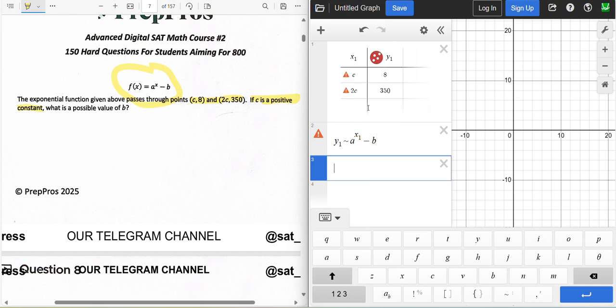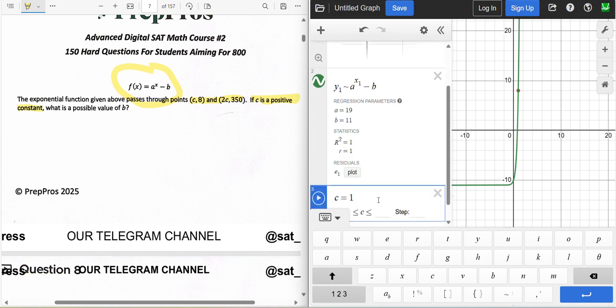So I have written it. You can see that it is still showing the exclamation sign, which means we have to understand that c is a positive constant. So we need to put c equal to any positive constant. We'll put 1 here. As you can see, the value of b already came here, which is 11.